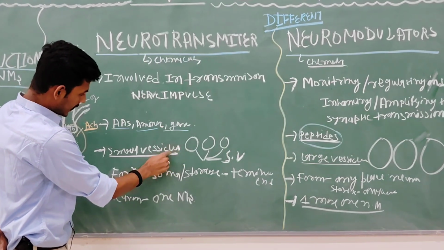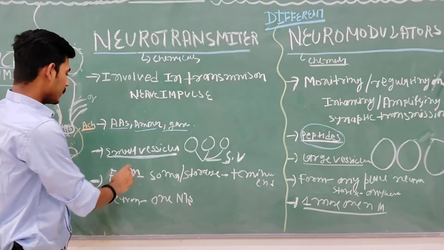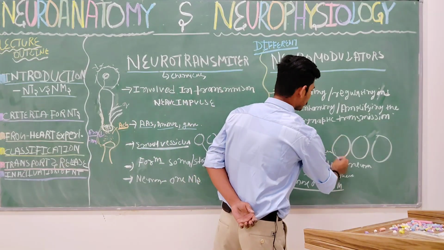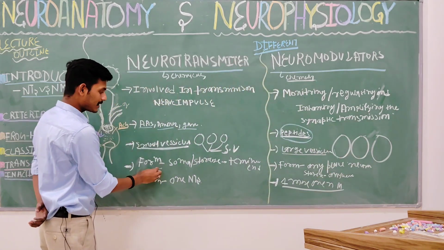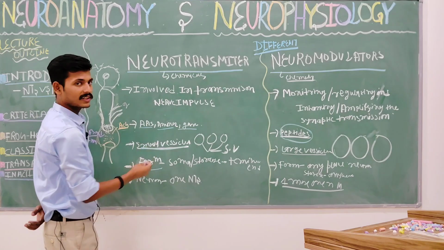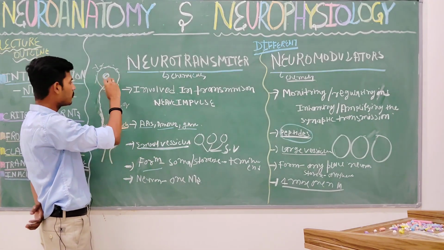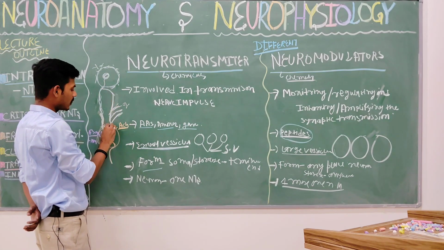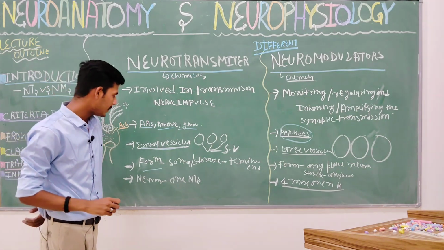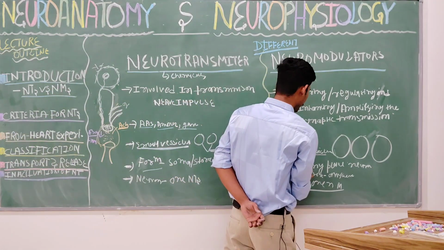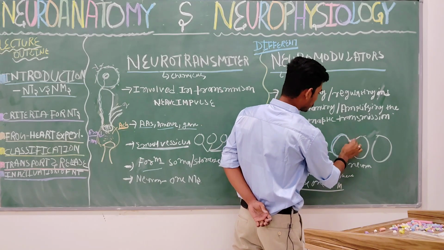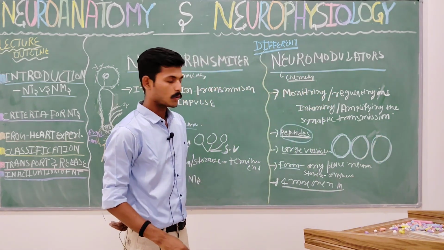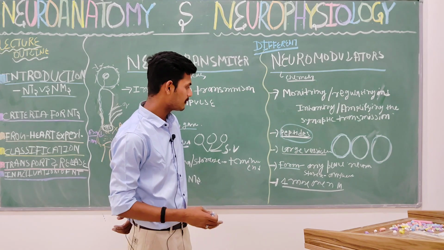Now, about their storage, neurotransmitters are stored in small vesicles, whereas neuromodulators are stored in larger vesicles. Another difference is about their formation. Neurotransmitters are formed in the soma or cell body, and through the axon, through the axolemma, they are transported and come into the synaptic vesicle, where they are stored. Whereas the neuromodulator is easy to remember: they are in a large vesicle. It means their production is not limited to the cell body. Inside the neurons, they can be synthesized anywhere.